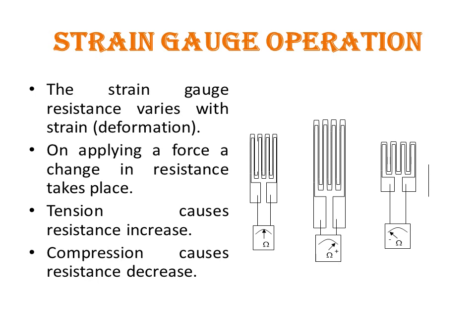The strain gauge resistance varies with strain or deformation. Whenever a force is being applied on the strain gauge, the tensile force or the tension causes the resistance to increase, whereas the compressive force or compression causes the resistance to decrease.